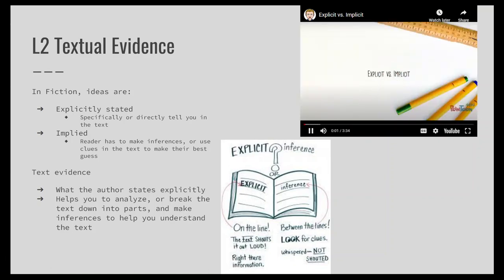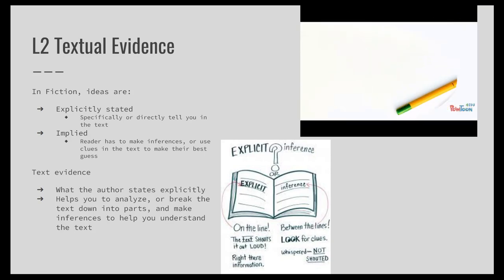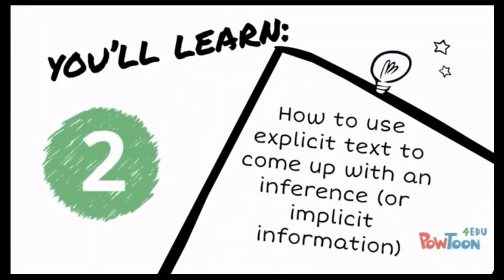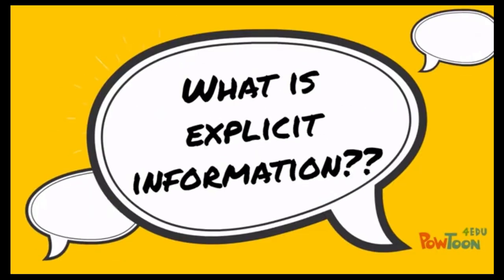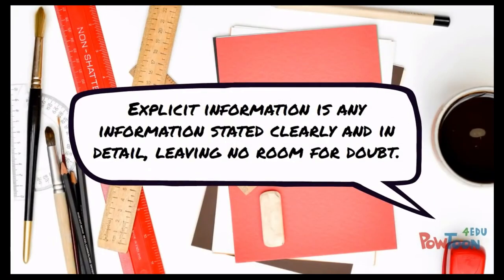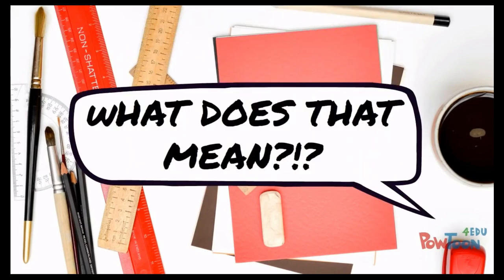Today we're going to talk about the difference between explicit and implicit information. The first thing you're going to learn is how to identify explicit text. Next, you're going to learn how to use that explicit text to come up with an inference or implicit information from the story. So what exactly is explicit information? Explicit information is any information stated clearly and in detail, leaving no room for any doubt. But what exactly does that mean?